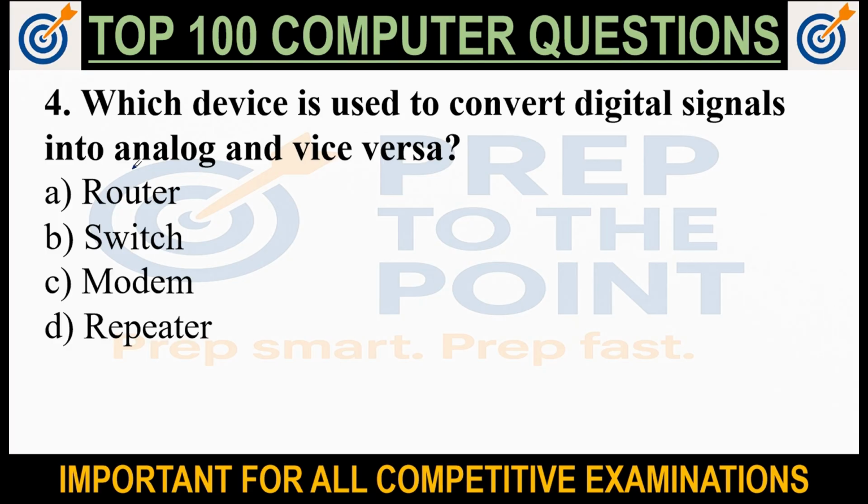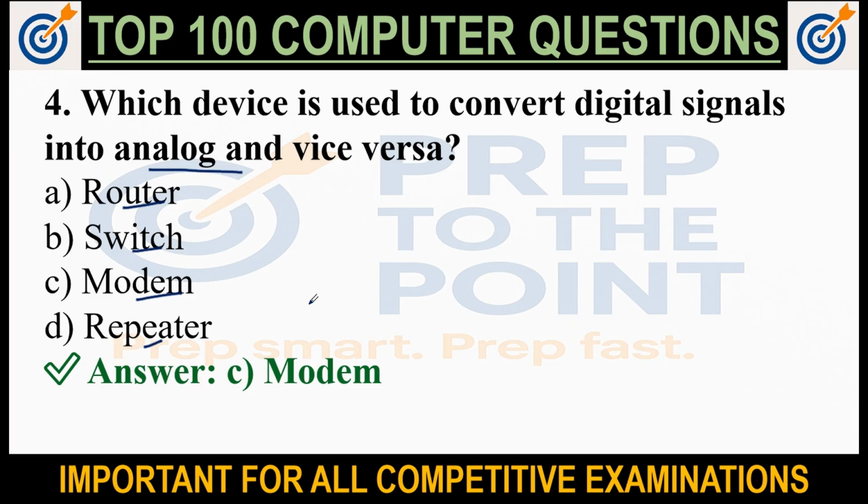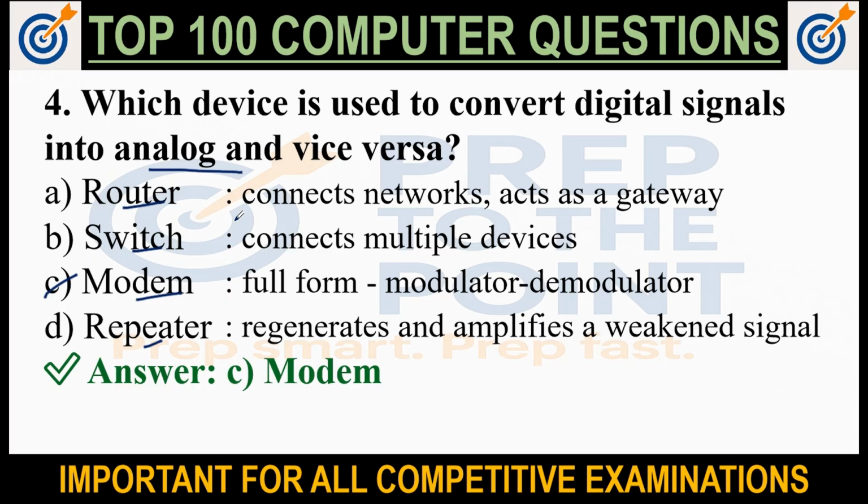Which device is used to convert digital signals into analog and vice versa? Router, switch, modem, repeater. The right answer is modem. Router is used to connect networks and acts as a gateway. Switch connects multiple devices, and the full form of modem is modulator demodulator. Repeater regenerates and amplifies a weakened signal.